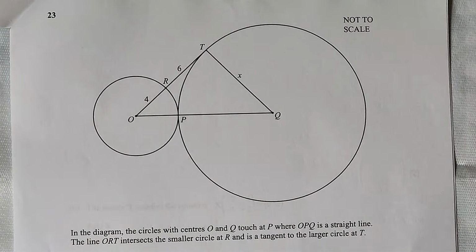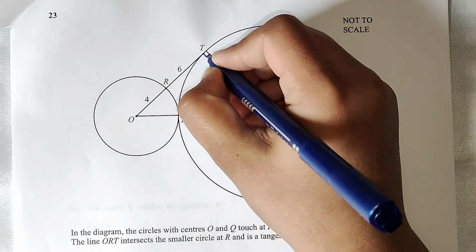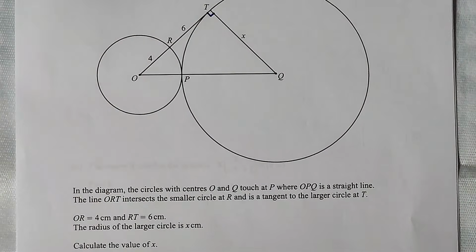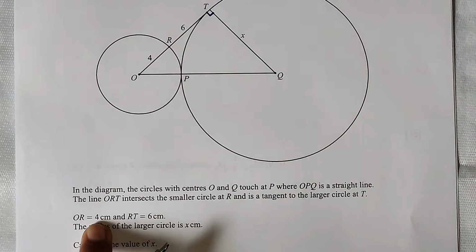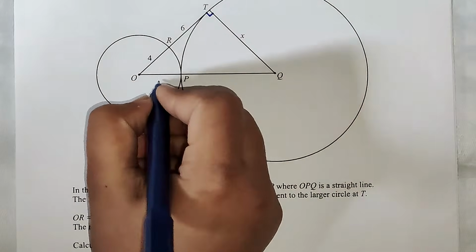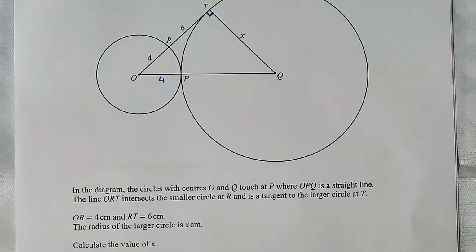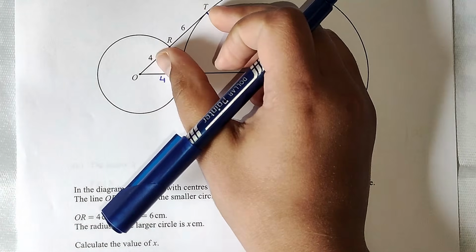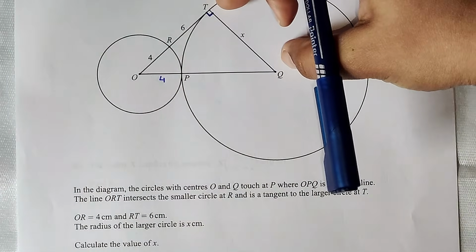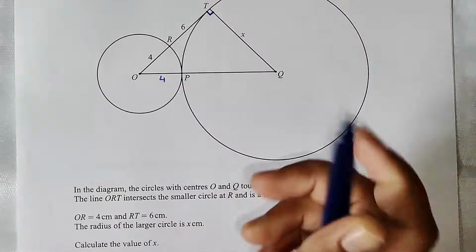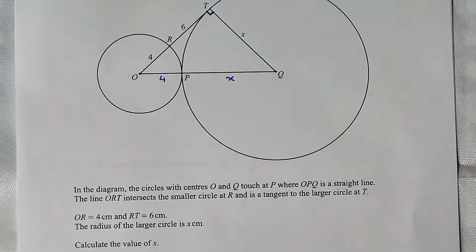When it is tangent, it means this is a right angle, right? Now O to R is 4 centimeters. This OR is 4 centimeters. It means OP is also 4 centimeters, because these are two radii of the small circle. And RT is 6 centimeters. So R to T is 6 centimeters. And QT is a radius of the bigger circle, that is x. So PQ is also x, right?